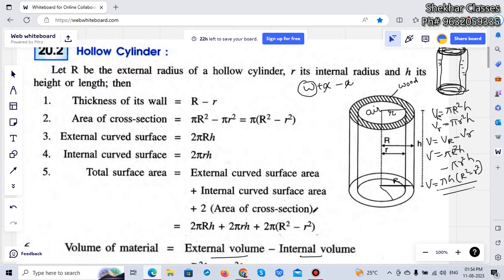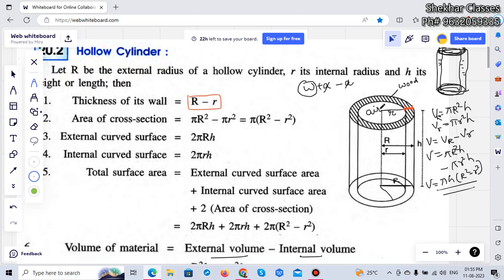Now comes the surface area. Let's see the thickness of the wall first of all. How thick is it? It is this much. If I mark it with a red color, you can understand. Say this is the thickness. And how do you get this thickness? The total capital R minus small r will give you this thickness. So capital R minus small r.